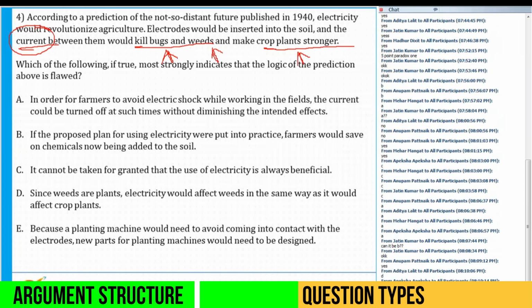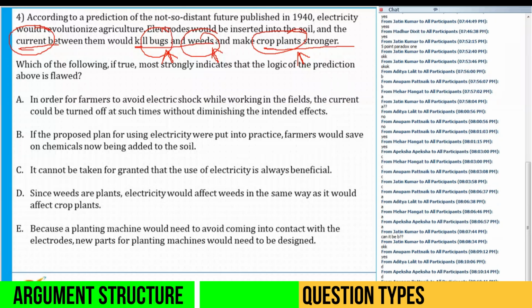So whatever impact this current is going to have on bugs and weeds, the same thing will also happen to crop plants. If this current will kill bugs and weeds, it will also kill crop plants. If it is going to strengthen crop plants, it will also strengthen bugs and weeds. Yes, I think D is the answer. So this argument is flawed because weeds are plants. Weeds are plants too, and that is why electricity will affect weeds in the same way as it would affect crop plants. How is the current going to differentiate? Yes, the answer is D for question number 4.